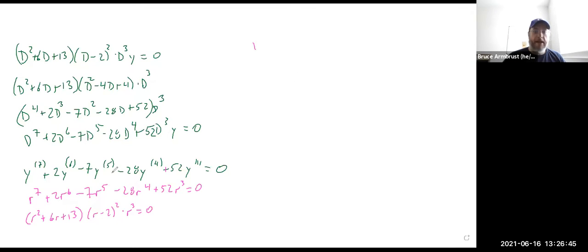Now let's get our values for r. Obviously we're going to get r equals 0 from the r cubed, r equals 2 from this one. But now the r squared plus 6r plus 13, that doesn't factor. So that one we're going to have to use the quadratic formula. So we get -6 plus or minus the square root of 36 minus 52 all over 2, which is -6 plus or minus 4i over 2. So that gives us r equals -3 plus or minus 2i.